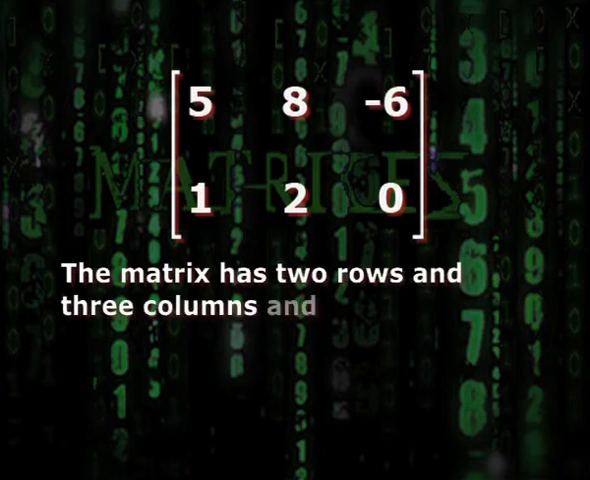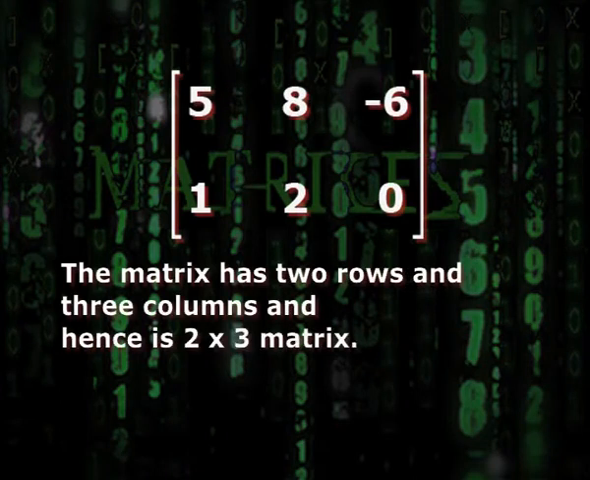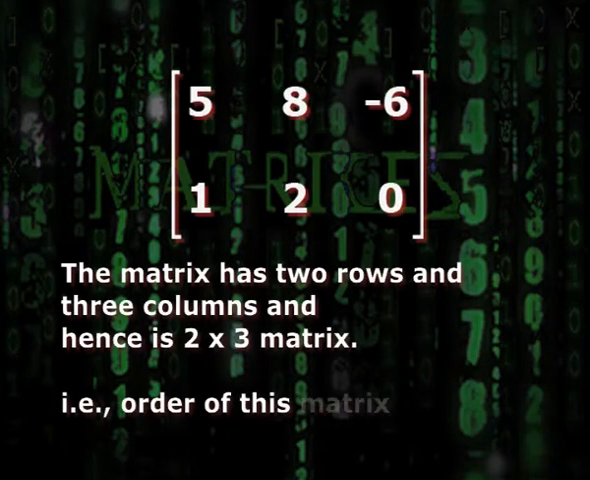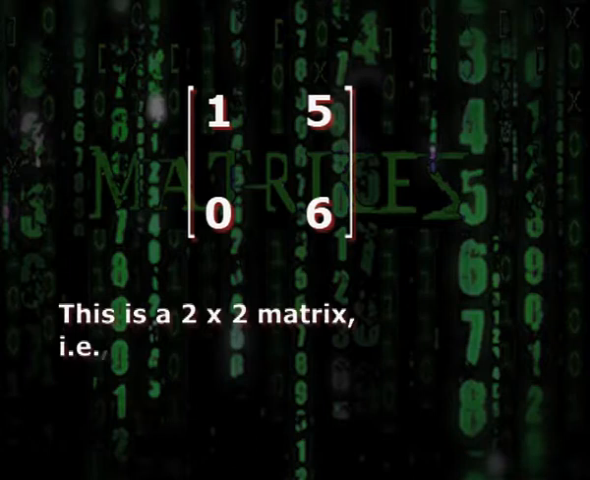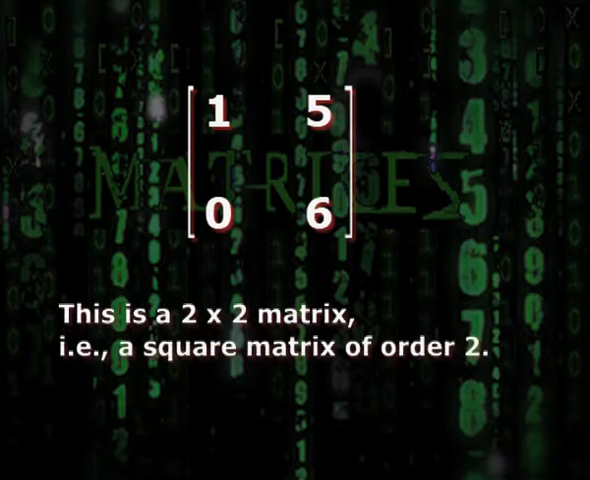For example, the matrix has two rows and three columns, and hence it is a 2 by 3 matrix. That is, the order of this matrix is 2 by 3. Similarly, this is a 2 by 2 matrix, that is, a square matrix of order 2.